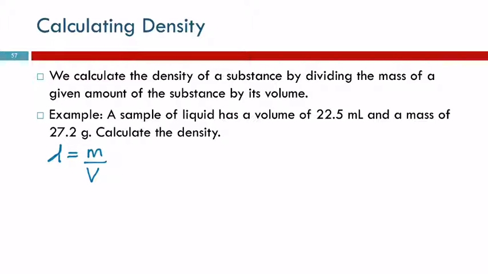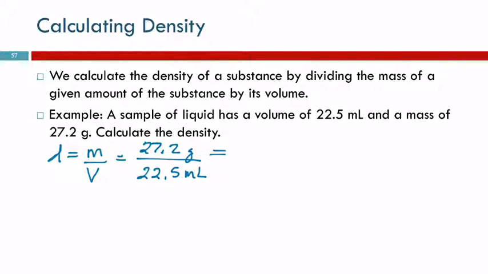So I write down the equation, and then I need to identify what these numbers are. Now, it does tell me volume of and mass of. So it does identify, right? This is the volume. Volume equals 22.5 milliliters. Okay, so I'm going to put this in the denominator for volume. Some problems don't spell it out like that, and then you can look at the unit. Milliliter is a unit of volume. And then it says the mass is 27.2 grams.